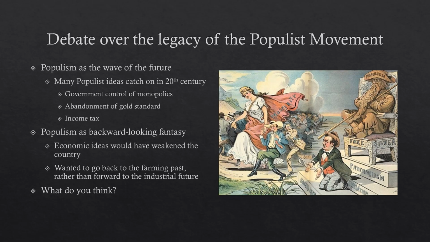For example, the populists call for the government control of monopolies, and that happens less than 2 decades later, and it still happens today. So for example, Time Warner Cable, the cable company in our area, is kind of a local monopoly, but the government checks the monopoly to make sure that they provide a reasonably decent service to our area.